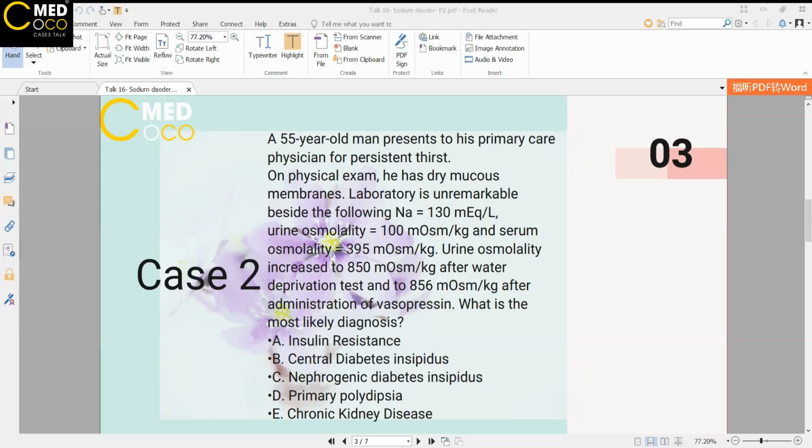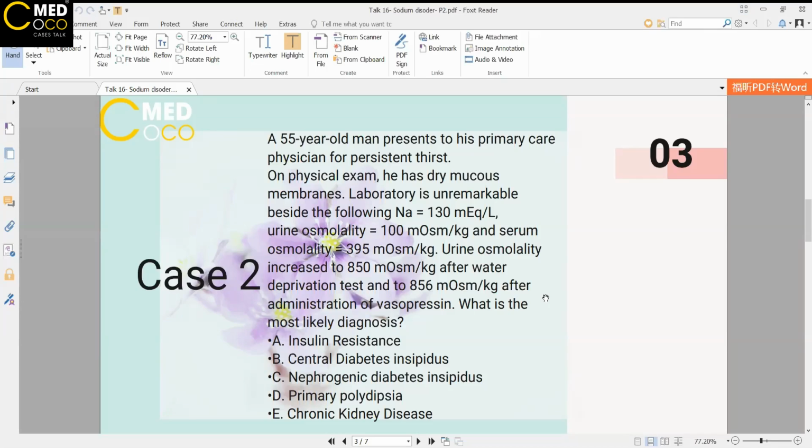Okay, so we completely agree with you that the response is fine. I see you're heading in the right direction. This problem is hard, so it may still be a little confusing. But the first thing we do is analyze the water deprivation test, to see if it increases or decreases the urine osmolality.